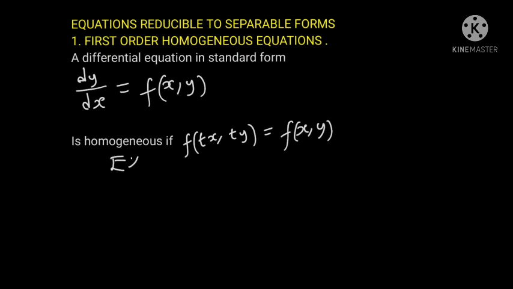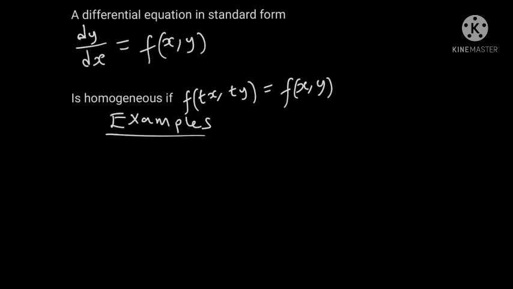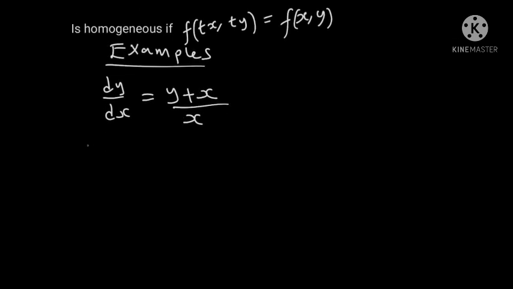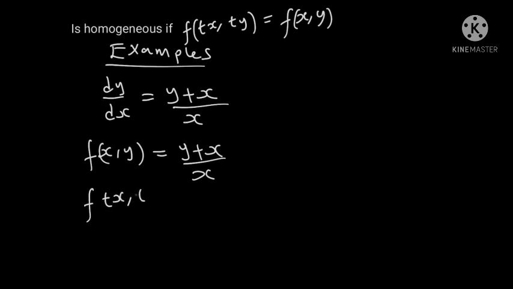Examples: dy over dx equals y plus x over x. Now, our f of x, y equals y plus x over x. We want f of tx, ty.